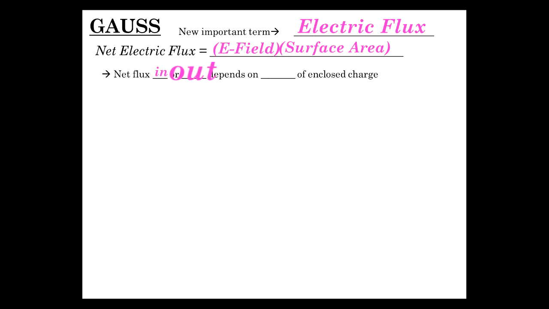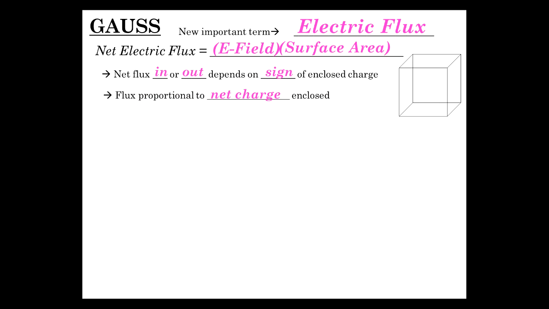But the net flux in or out depends on the sign of the enclosed charge. That's one of the characteristics. So we have a net flux. It may be zero. But if we enclose a charge, we will have a net flux, and it's proportional to the net charge enclosed.